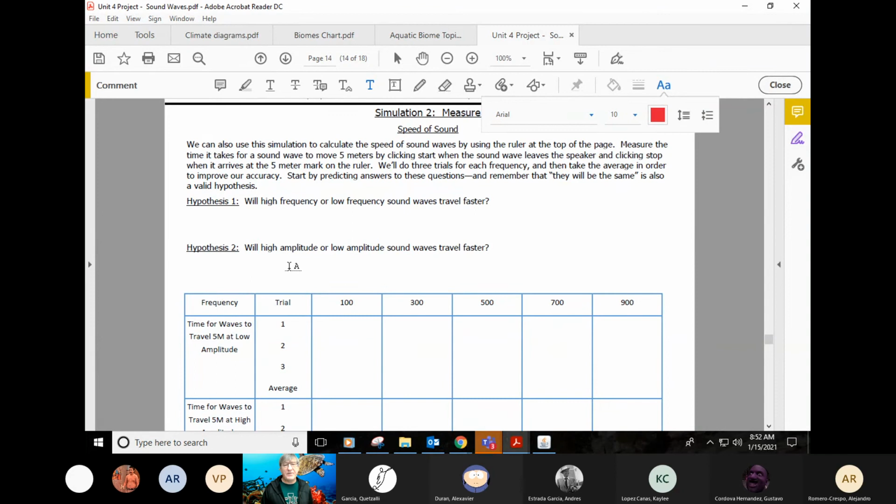Then you're going to do the same thing for amplitude. High amplitude, in other words, a loud sound. In fact, maybe I'll write that down as a reminder. Do you think loud sounds or quiet sounds will travel faster? Or would they be the same? For frequency, this would be high pitch. In fact, one way to think about this would be treble versus low frequency, low pitch, or bass. Which ones do you think will travel faster?